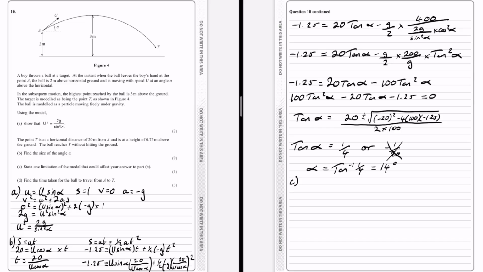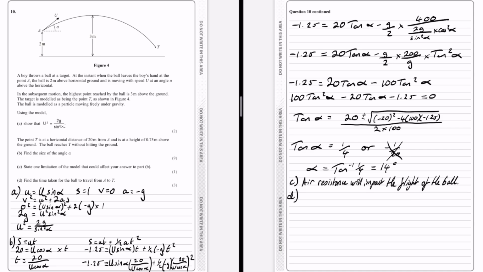Okay, with C, this model assumes that there's no air resistance. Simple models do like to ignore air resistance because it makes the math a lot harder. But of course, in real life, air resistance is a very, very real thing. So that's one of the limitations here.